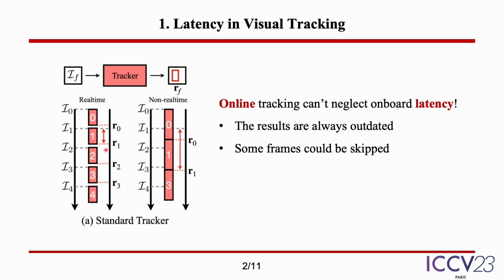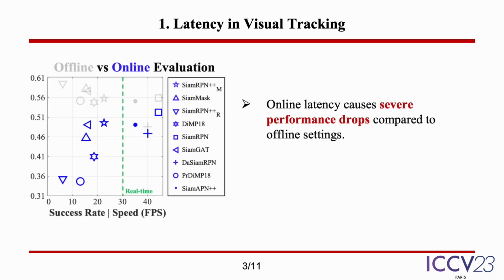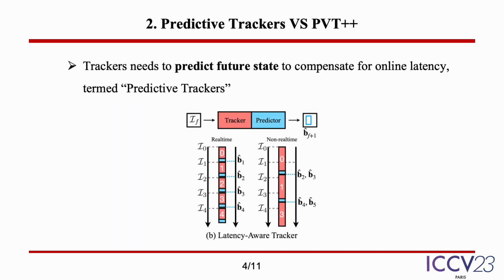To be more specific, as shown in the figure, the tracker's results are always outdated and non-real-time trackers could skip some frames. Compared with the offline setting, the online setting can make most trackers struggle according to our experiments. To compensate for onboard latency, predictive trackers need to output future states using a predictor module.